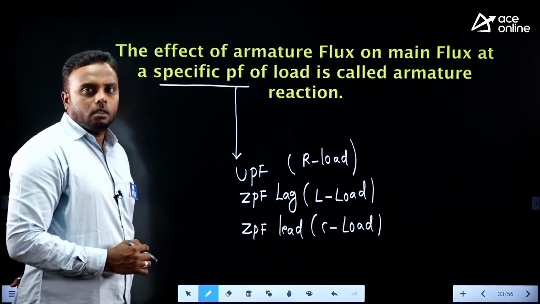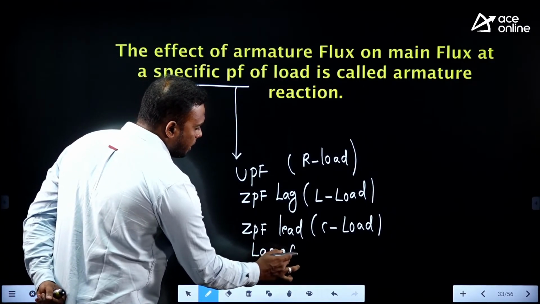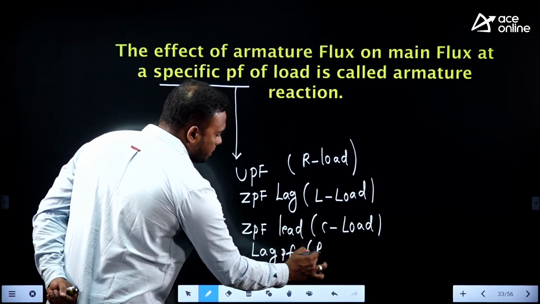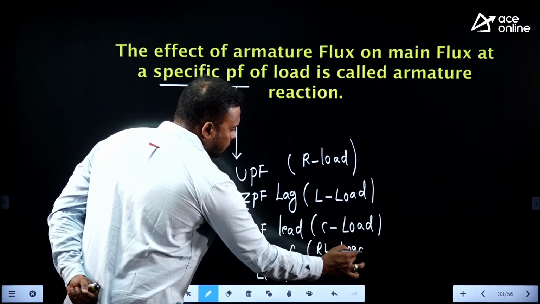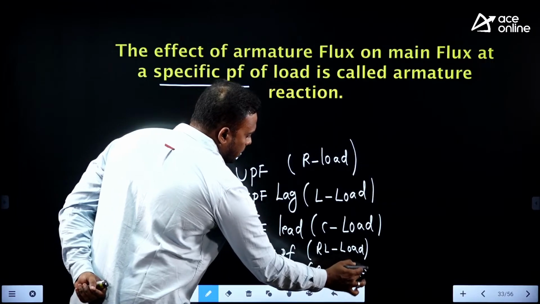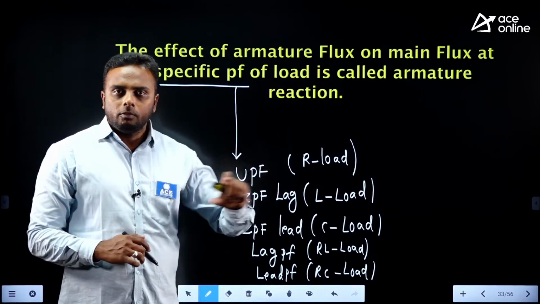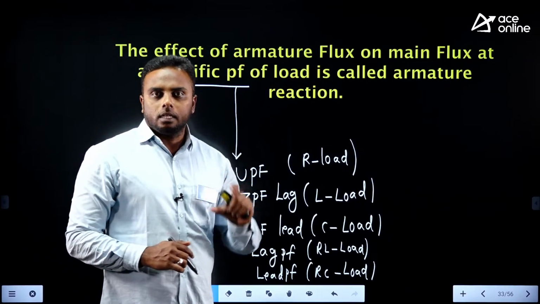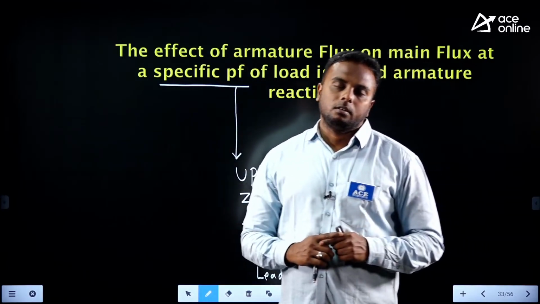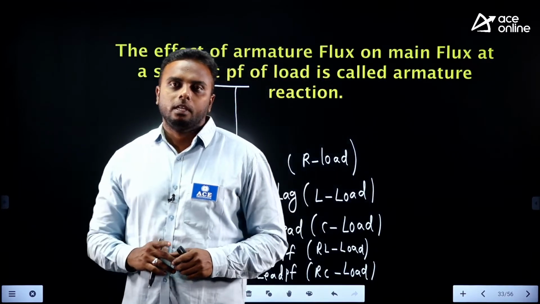Like that we can connect a lagging power factor load and a leading power factor load. Lagging power factor means RL load, and leading power factor means RC load, a combination of resistor and capacitor. So whenever the loads change, the reaction will change. But in a DC machine, it does not depend on power factor, as we only connect resistive load. So there we have a fixed reaction in DC.